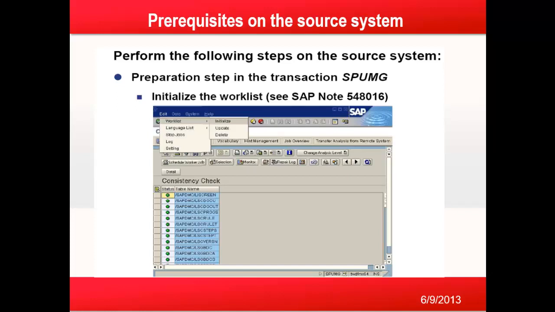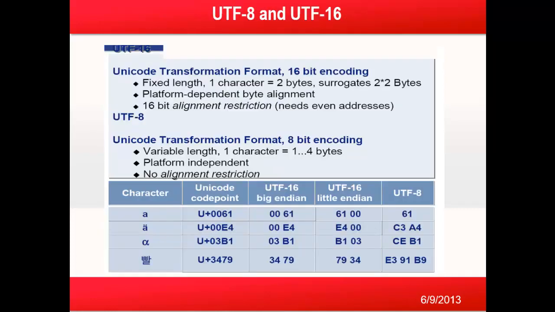So the first step in the execution phase of Unicode is initialization of the worklist, which can be done in the source system using the transaction called SPUMG. Okay, now UTF-8 and UTF-16.